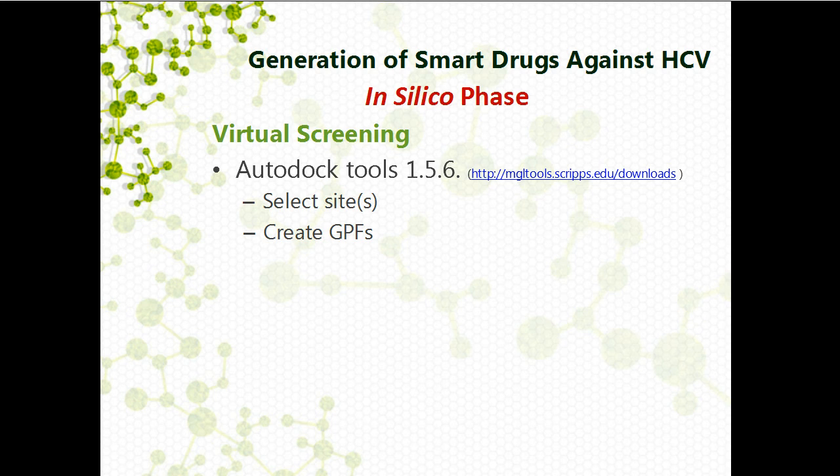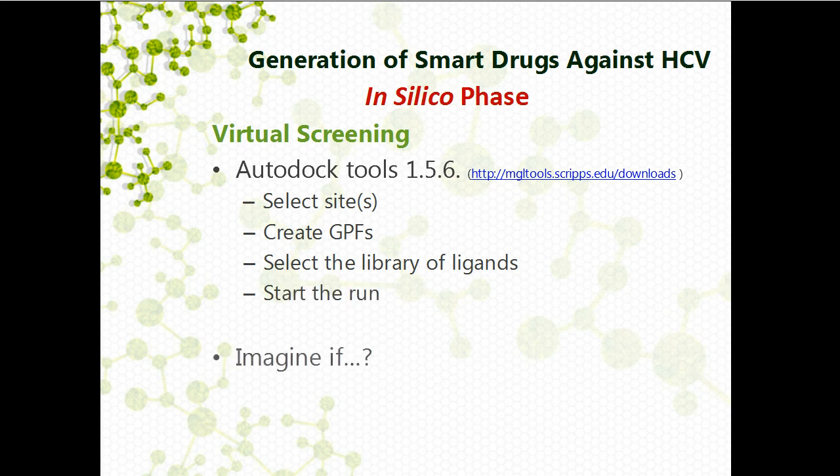And how did you know these residues? You were able to identify them from previously published literature. You knew that these residues, for instance, are significant in the pathogenesis of the disease, so you want to target them. Then you select the library of ligands, and this is followed by starting the run and then analyzing the data. So imagine if you had to screen millions of ligands in the wet lab or using experimental techniques instead of virtually. How many years would you spend inside the lab?